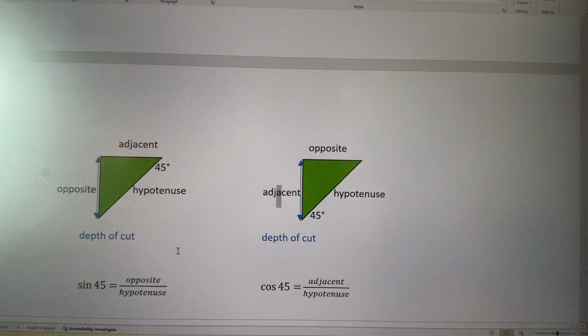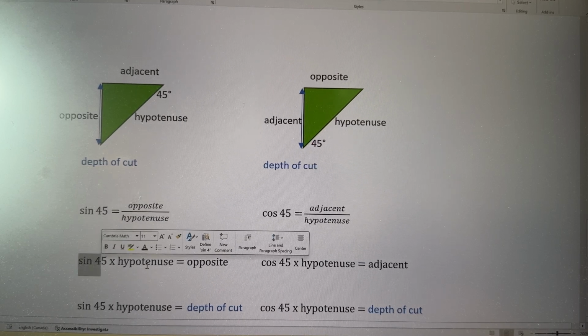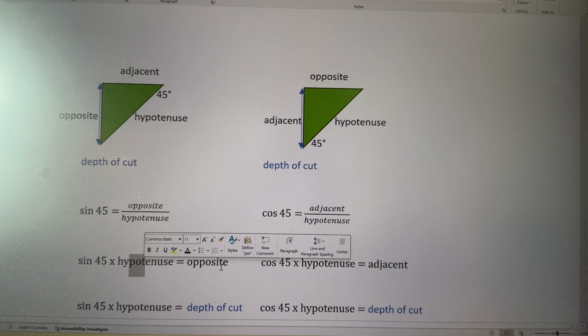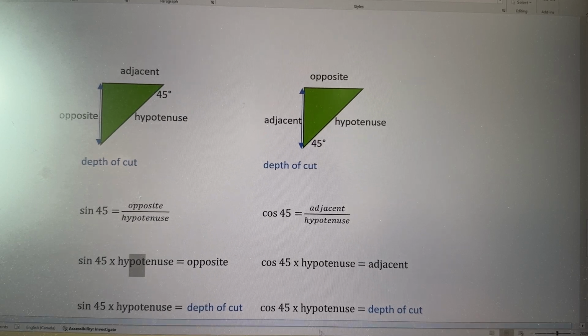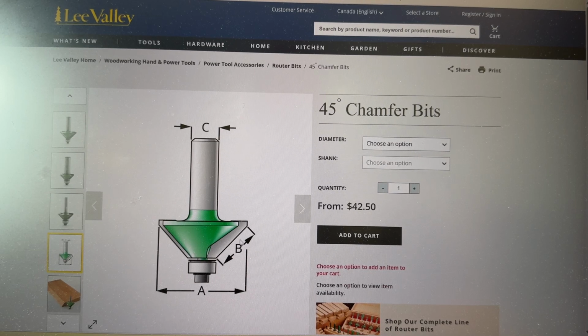So sine equals opposite over hypotenuse, or cosine equals adjacent over hypotenuse. Either which way, the math is gonna work out the same way for the depth of cut. So solving it for the opposite side looks like this. You multiply sine 45 with the hypotenuse. And hypotenuse is a given number. It's right here in this picture. B, the cutting edge, is your hypotenuse.